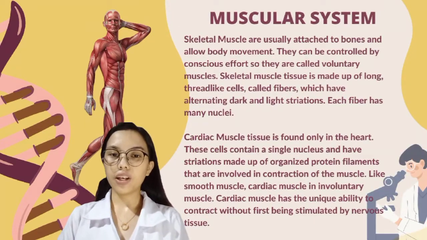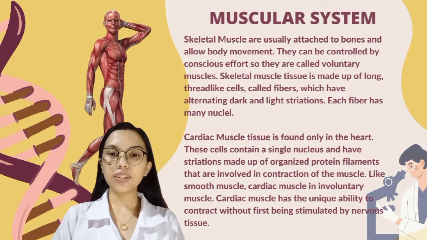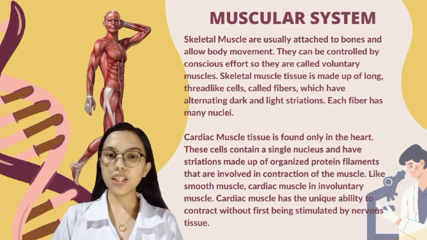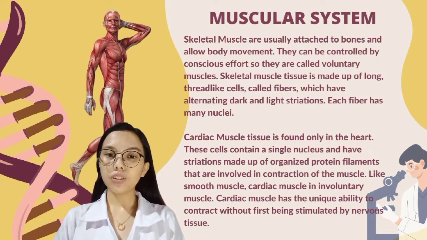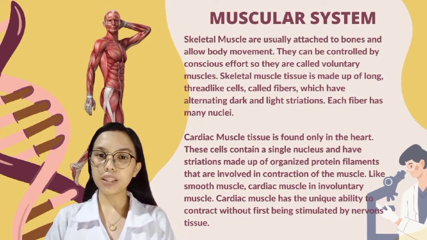material through it. Cardiac muscle tissue is found only in the heart. These cells contain a single nucleus and have striations made up of organized protein filaments that are involved in contraction of the muscle. Cardiac muscle has the unique ability to contract without first being stimulated by nervous tissue.